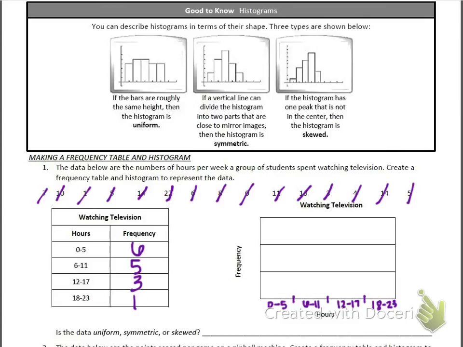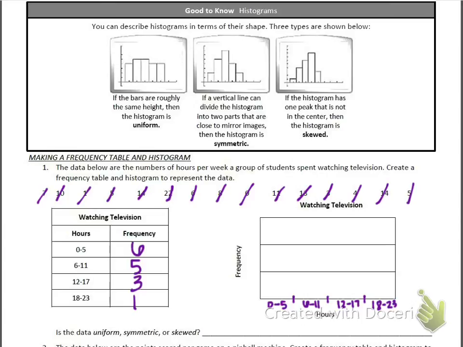So this line represents 0. This line represents 5, right? Right next to it is 6, and here's 11. And then next to it is 12, 17, and then the end is 23. Okay? So then we're going to make our histogram.